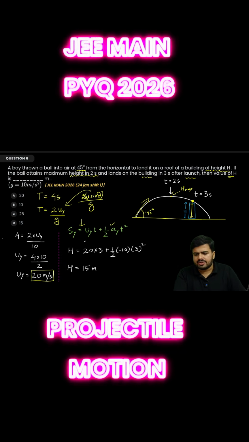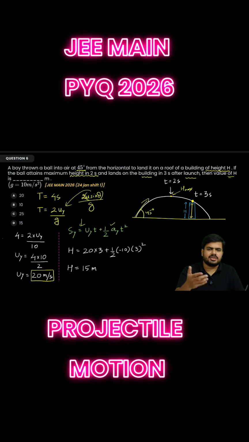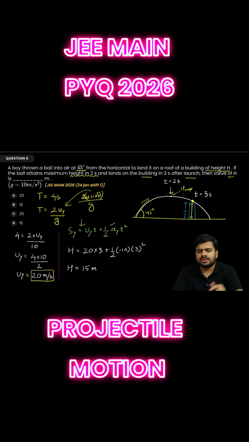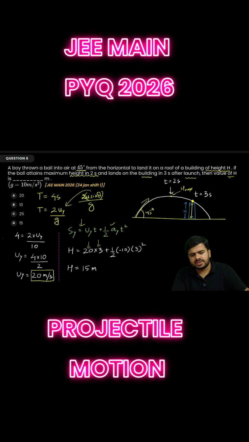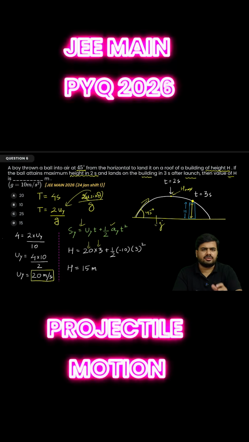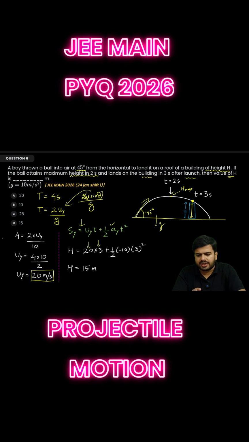So substitute the values here. h we have to find out. In place of displacement along y, we can substitute h, and u_y equals 20 into time equals 3. Then further half into g, which will be minus 10 because g is always acting in the downward direction. The initial velocity is in the upward direction, so minus 10. Further solving this, we get the height as 15 meters.